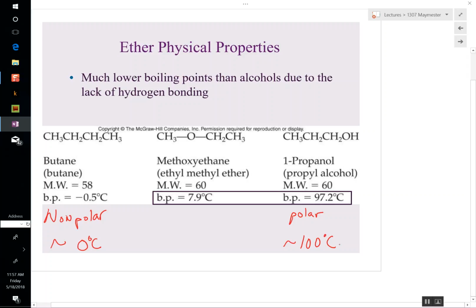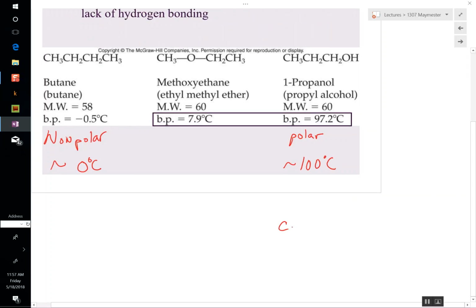100 degrees higher. Why? Because our 1-propanol looks like this, and so another 1-propanol that looks like this can hydrogen bond to each other. They're sticky. This is like having honey on your fingers. My fingers are kind of stuck together. They don't just come apart real easily. These molecules come apart real easily.